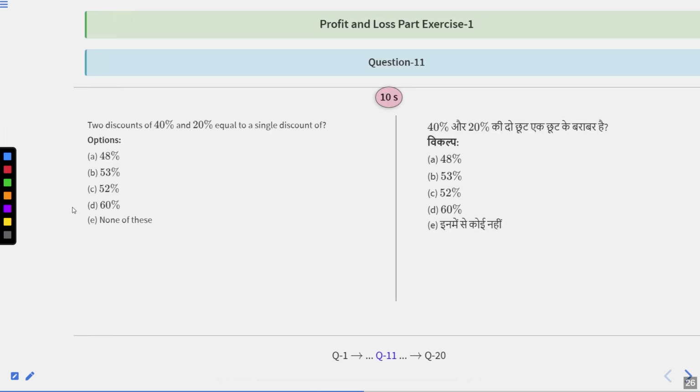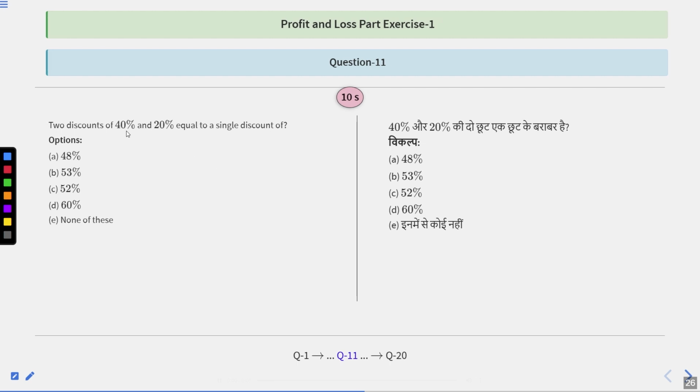Next one. Two discounts of 40% and 20% are equal to a single discount of. You have 5 options and 10 seconds to solve this question. Your time starts now.